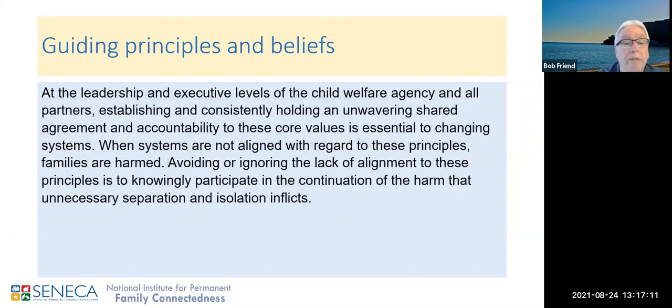So leadership and executive levels of the agency and partners, we need to establish and consistently hold this unwavering shared agreement to the accountability to these core values, because that's essential to changing systems. When systems are not aligned with regard to these principles, families are harmed. Ignoring or avoiding the lack of alignment to these principles is to knowingly participate in the continuation of that harm that unnecessary separation and isolation inflicts.